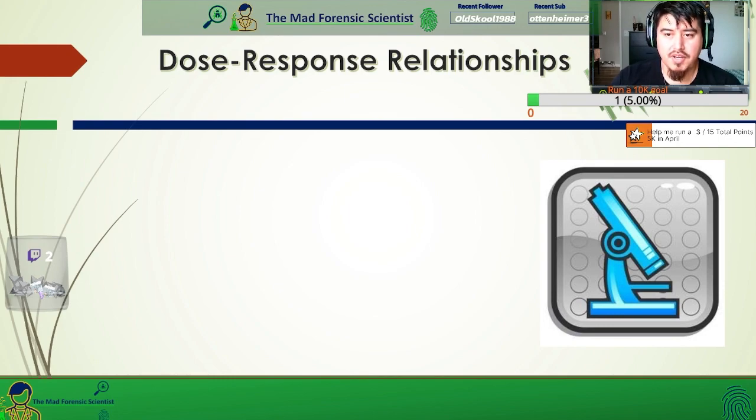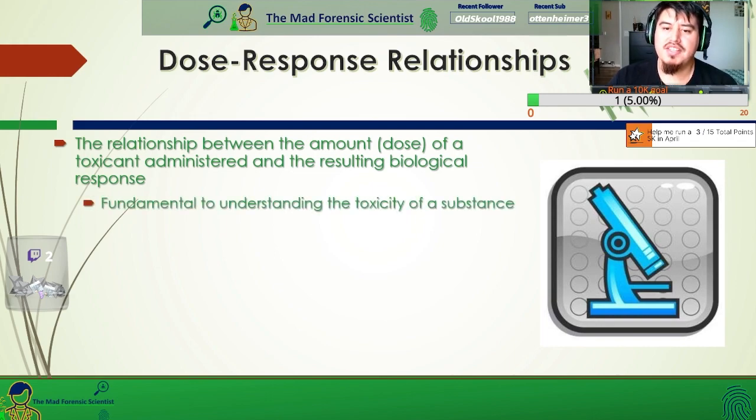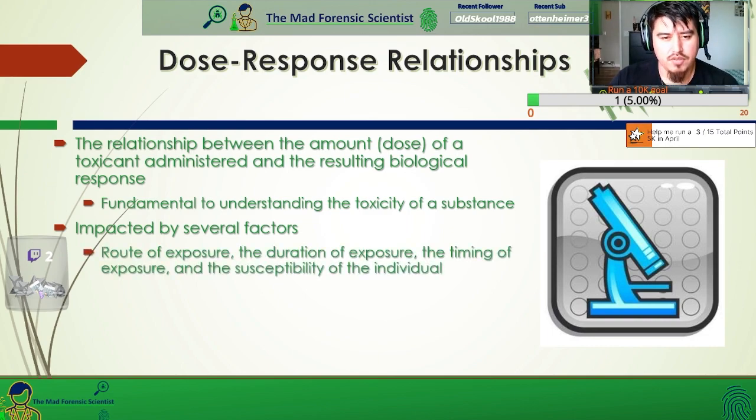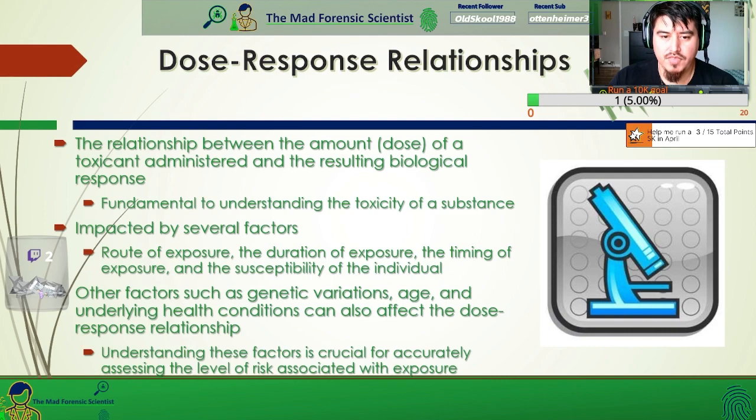The dose-response relationship. It's the relationship between the amount of the drug or dose of the toxicant and the resulting biological response. It's fundamental to understanding the toxicity of a substance. It's impacted by several factors, including route of exposure, the duration of the exposure, the timing of the exposure, and the susceptibility of the individual. Other factors, including genetic variations, age, and underlying health conditions, can also affect this relationship. Understanding these factors is crucial to accurately assessing the level of risk associated with exposure.